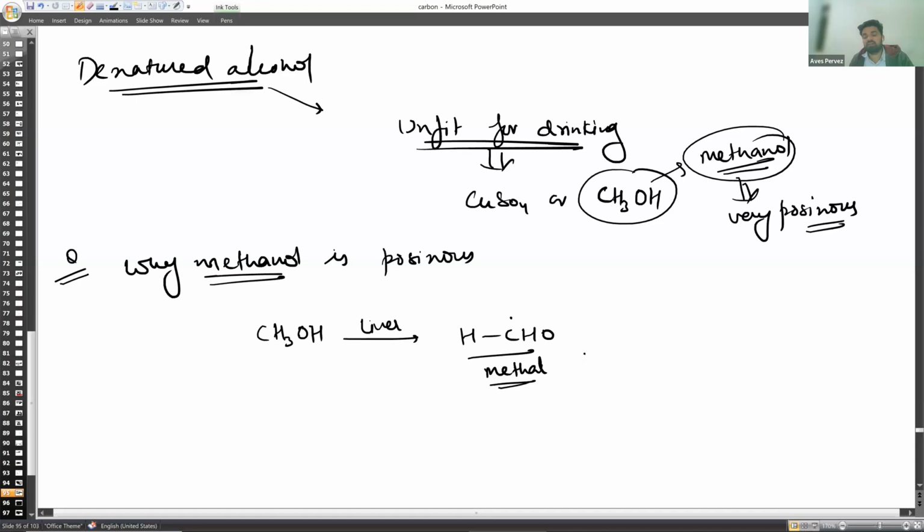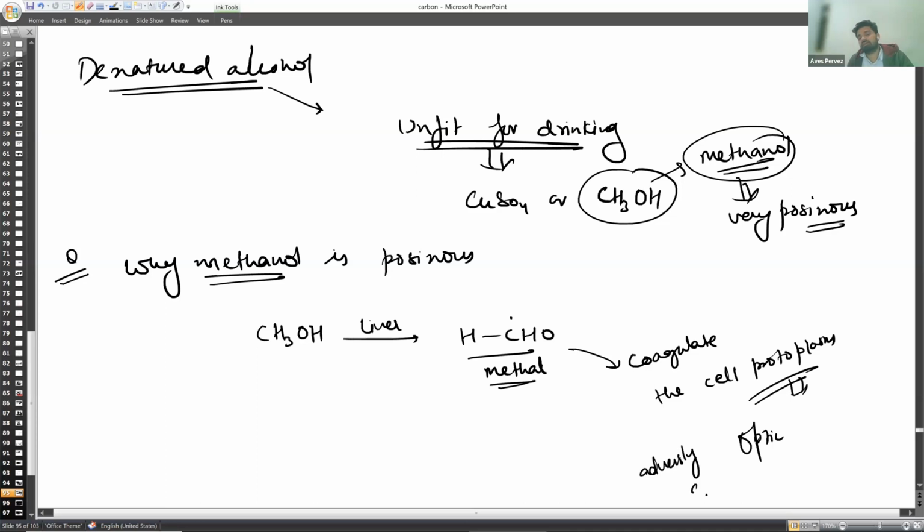And this methanal coagulates the cell protoplasm. The cells are not able to perform, they get jammed, and then it results in permanent blindness. It adversely affects the optic nerve. Have we written this answer to this question?